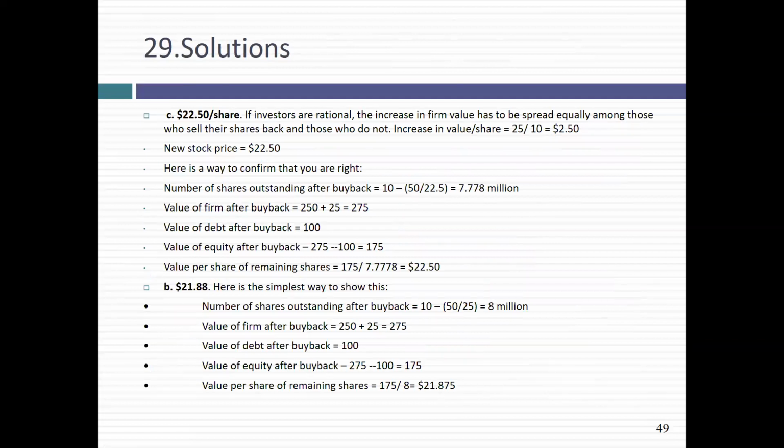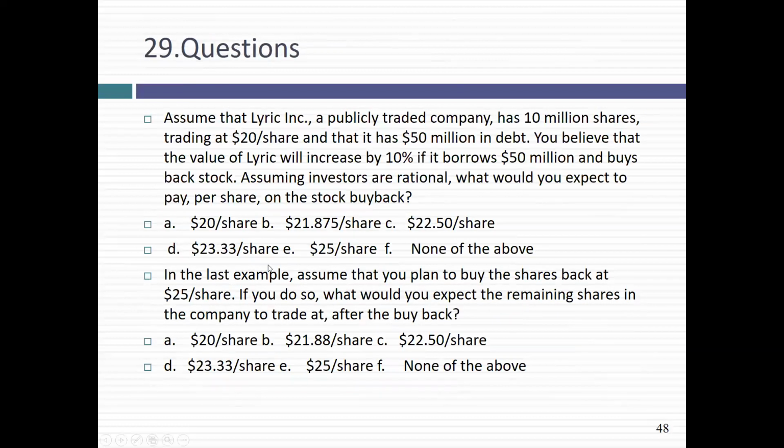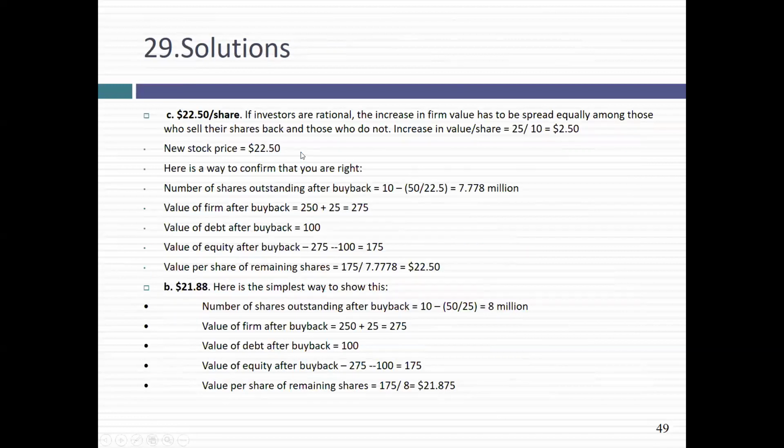The first calculation is actually pretty simple. If investors are rational, that's another way of saying the increase in firm value is going to be spread equally among all people, right? Those who sell the shares, those who don't. And so the increase in value per share is just going to be spread equally among all groups. So we're going to say 25, which was the total increase, divided by 10, which gives 2.50.